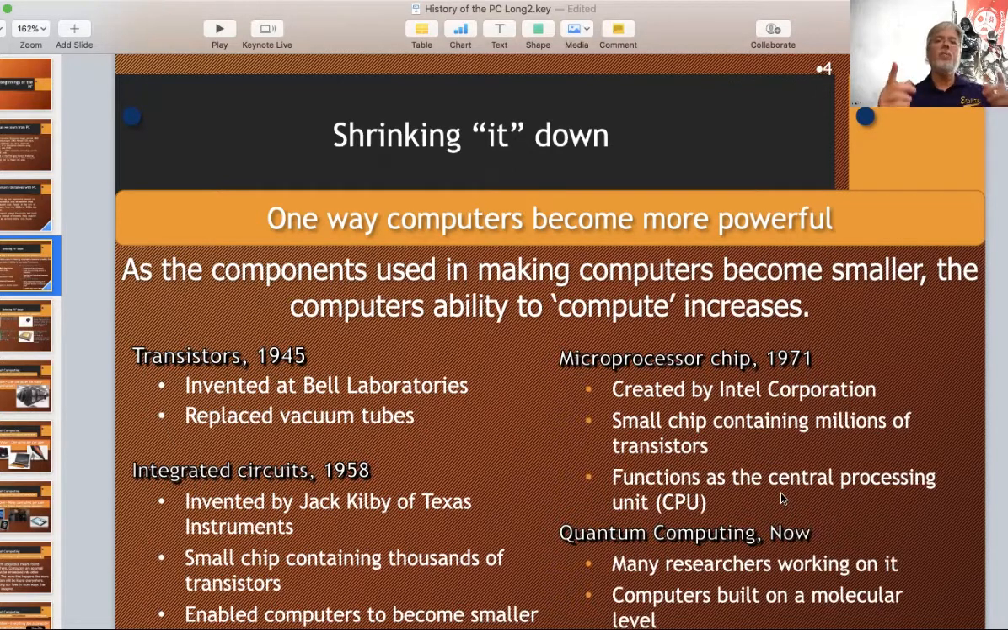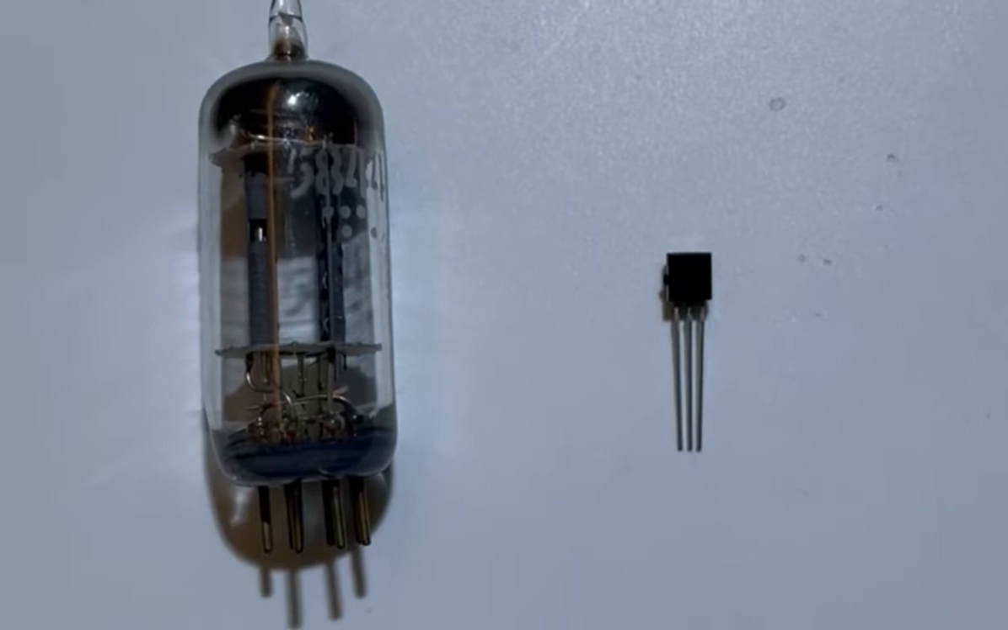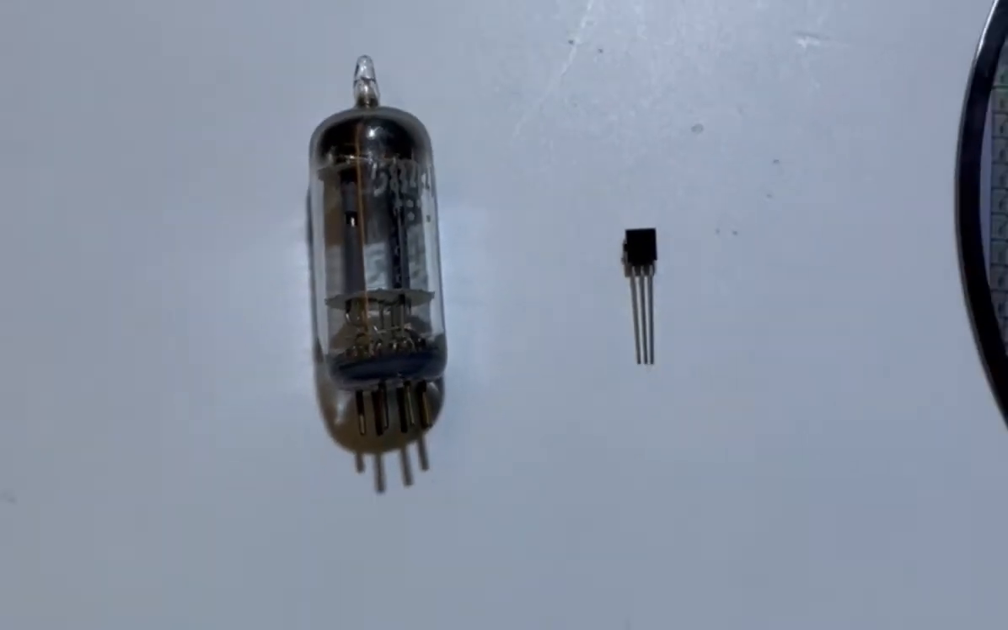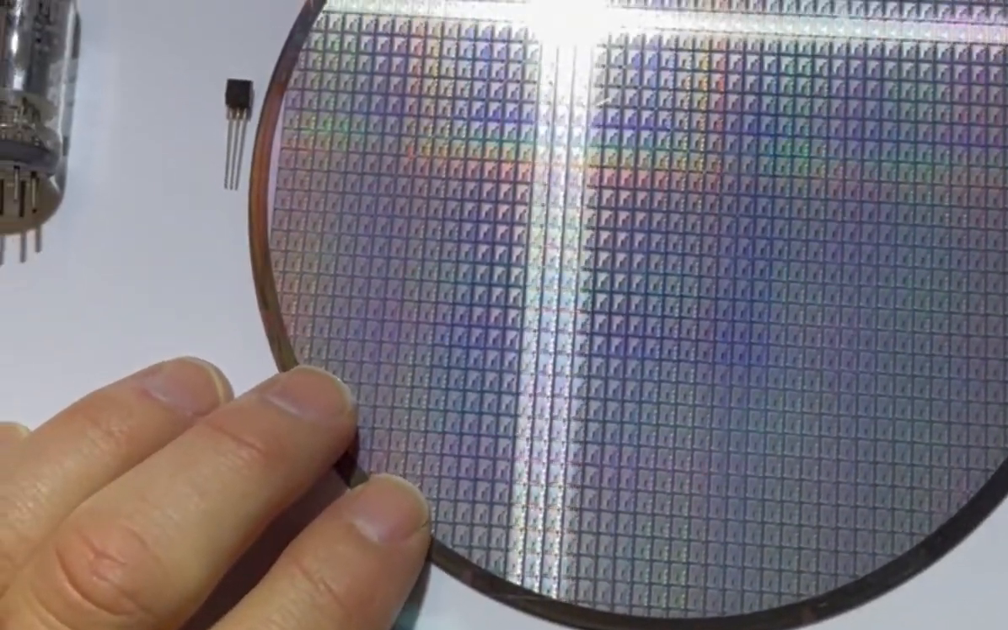So I am going to show you how this happened here, making things more powerful and shrinking them down. And I'm going to explain specific technology advancements and how they have affected everything and continue to affect everything. So the vacuum tube and the transistor do the exact same thing. They represent a 1 or a 0. Now the truth is that is a little oversimplification of the matter, but it's good enough for us at this point.